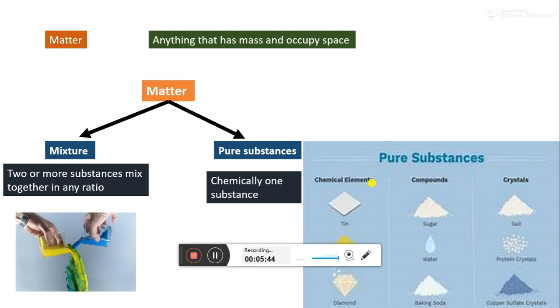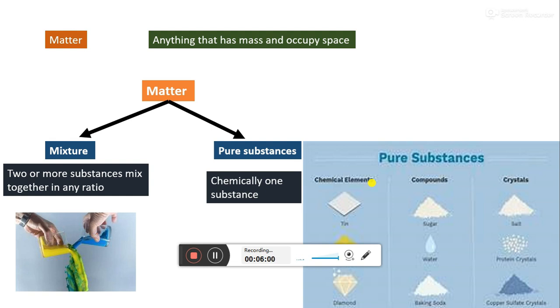What do you mean by matter? That which occupies space and has mass is known as matter, right? Matter is divided into two types. First is the mixture and second is the pure substances.